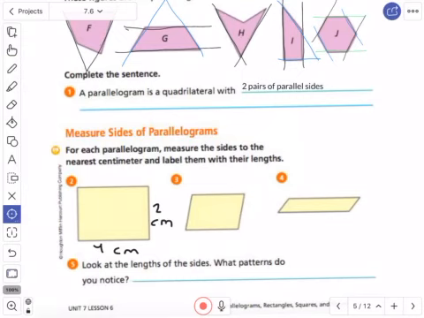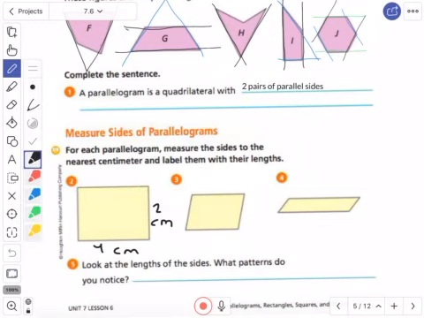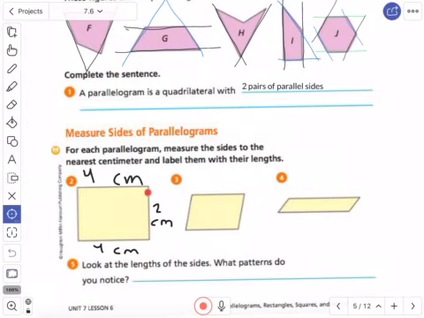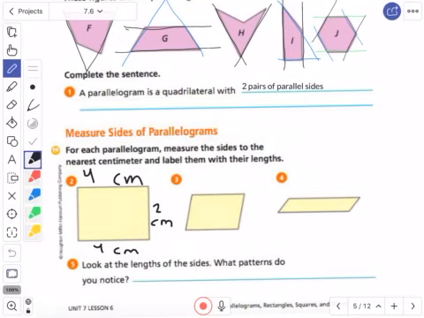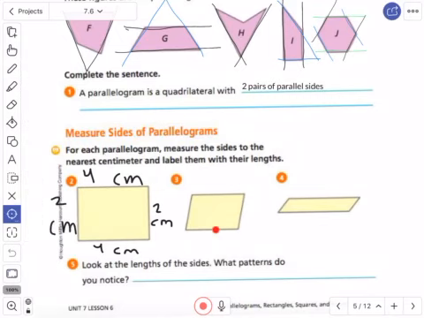Now, knowing what I know about geometry, if this bottom line is 4 centimeters, what's my top going to be? What's it going to be? Say it. I can't hear you, but still say it. 4 centimeters. And if this right side is 2 centimeters, that means this left side would be, say it, tell me, I can't hear you, but say it, 2 centimeters. Cool.